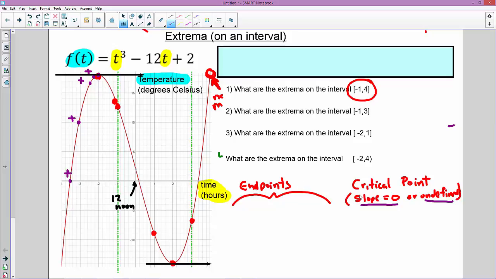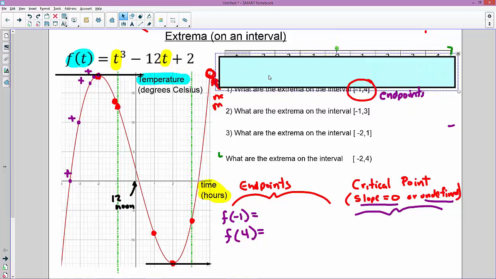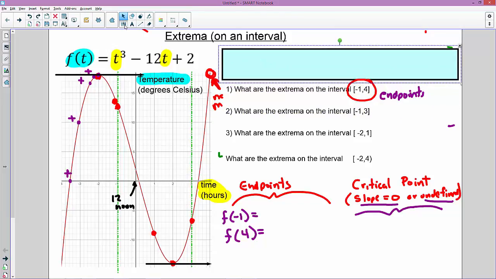So the only thing we need to do is test critical points and test the endpoints. We're going to test -1 and 4. I'm going to find f of -1 and f of 4. I always have to do those because those are the endpoints. We always have to check the endpoints. We're going to cheat a little bit and look right here. We already know the answers: 13 and 18.